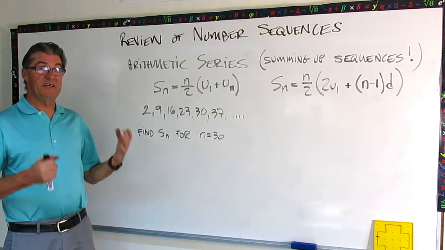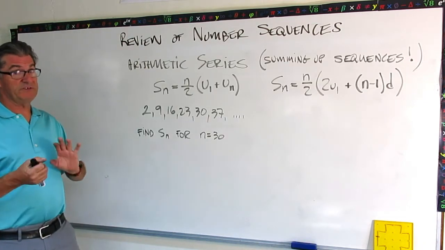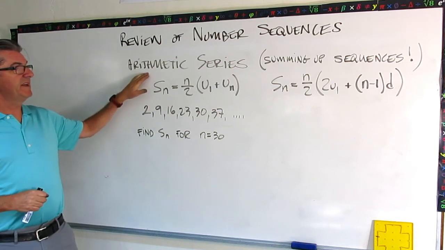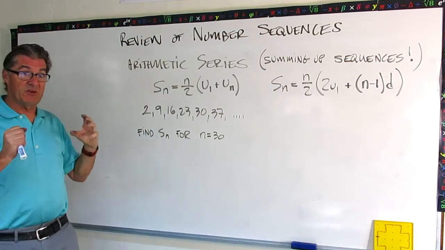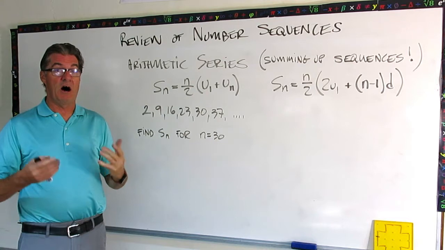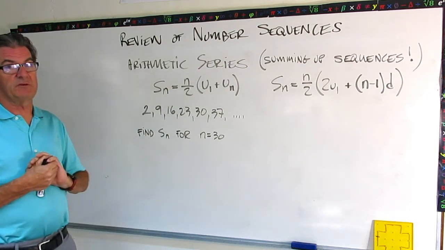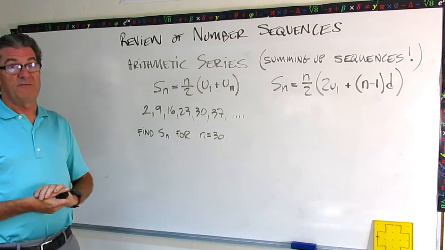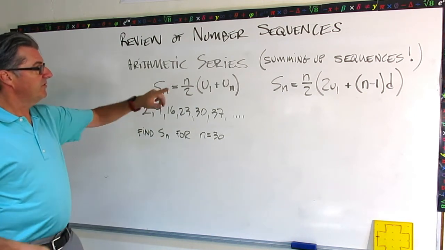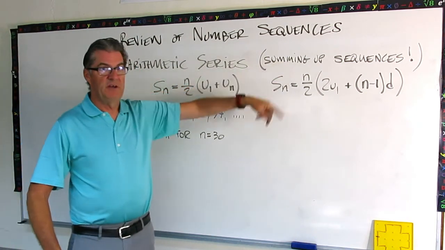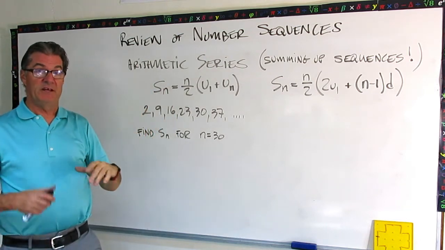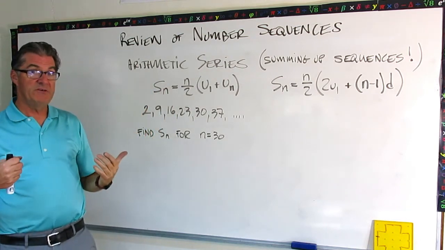Okay, lastly in this unit, in this chapter on sequences, what we did is we looked at arithmetic series. So a series is talking about the sum of a finite sequence. Sometimes you can get sums of infinite sequences, but this time we're only looking at finite sequences. So what we're doing is we're summing up sequences. You've got two formulas for that. Either one works, just depends on what you have.